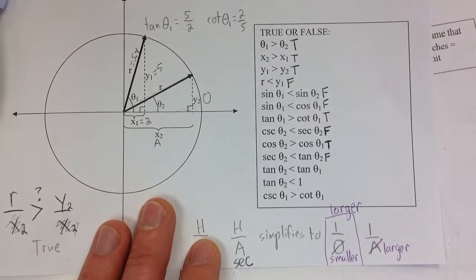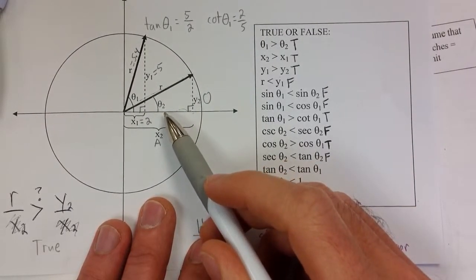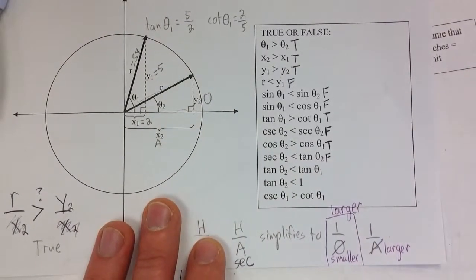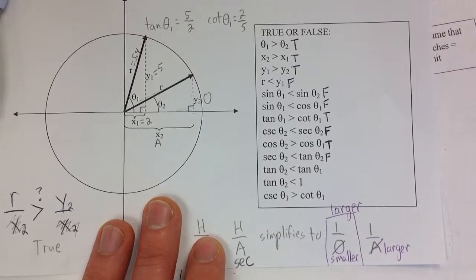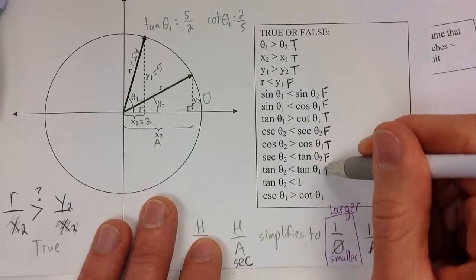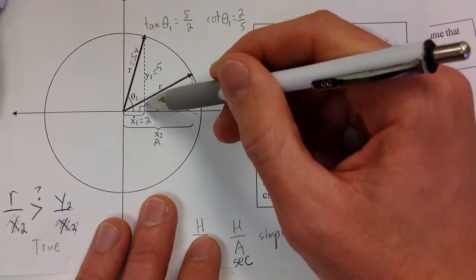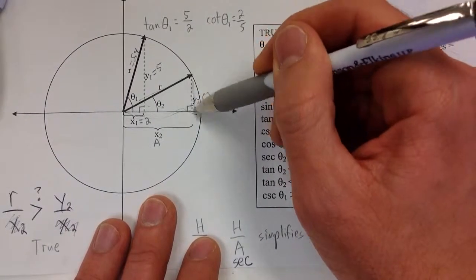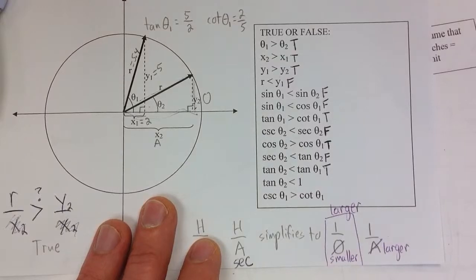Nikia, do you think that the tangent ratio for theta 2 will be less than the tangent ratio for theta 1? I agree with you. Opposite over adjacent here is going to be smaller than opposite over adjacent here, because opposite is smaller here. That's it. Good enough reasoning.